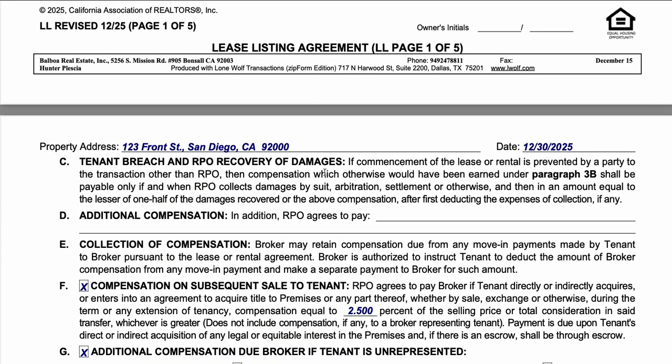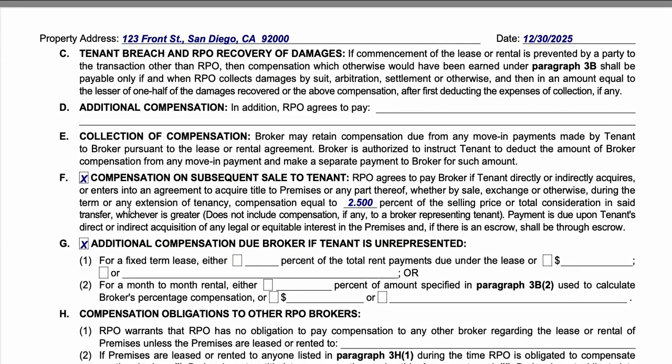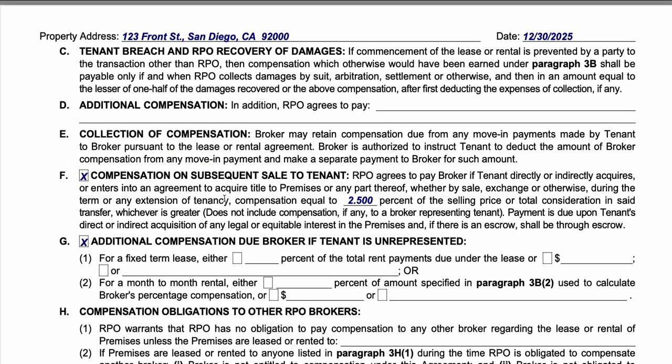Owner's going to initial and you move on. Now, what if the tenant ends up purchasing the property? Oh, let me back up 1 second. Additional compensation. I think we covered it pretty well up above, but if you need to add something else, go ahead and write it in here.